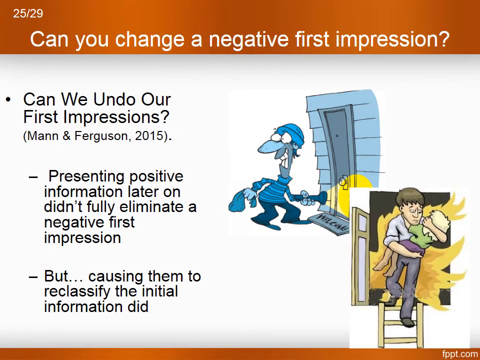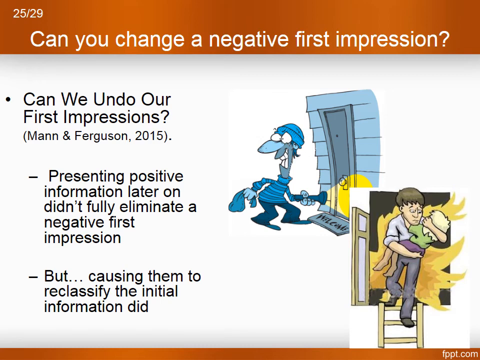Now, I've said a few times at this point that negative first impressions are hard to shake, and unfortunately this is true. Both the primacy effect, that it's the first thing they learn about you, and the fact that it's negative information is likely to have a huge impact on their impression of you. But is it hopeless? If you stumble and make a bad first impression, are you doomed? Is there any way to undo the harm? Now, interestingly, very recent research by Mann and Ferguson suggests that it is possible to undo a negative first impression, but that it's harder or more complex than it may appear.